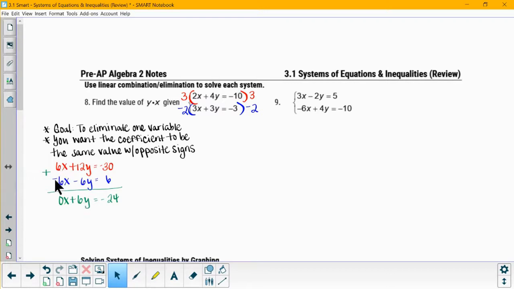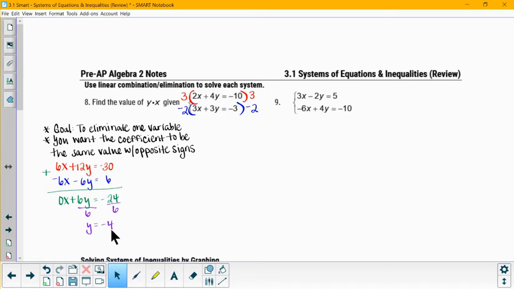So 6x minus 6x ends up to be 0x. 12y minus 6y is 6y. And negative 30 plus 6 is negative 24. From here, you're just going to solve for the other variable. So I have divided by 6, y equals negative 4.